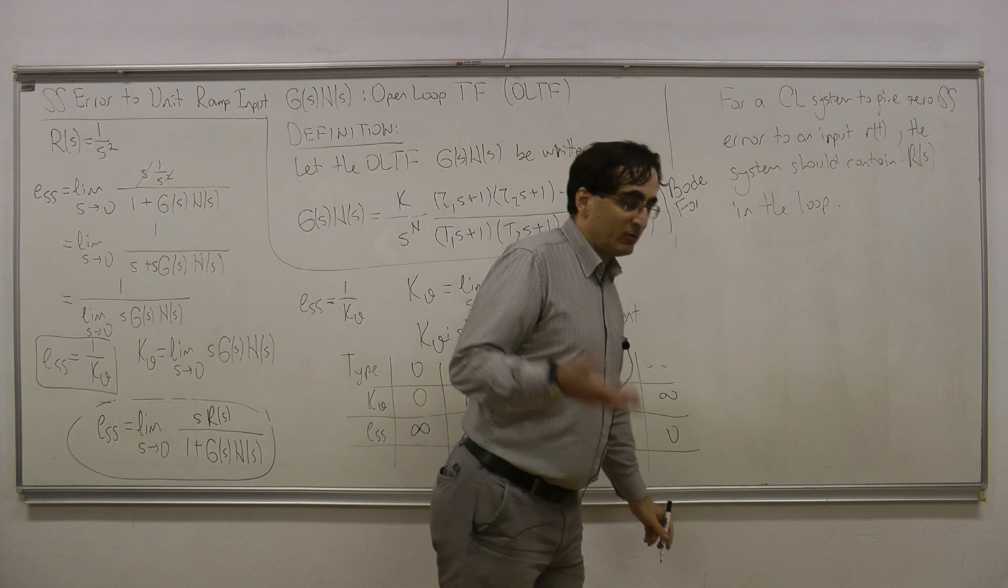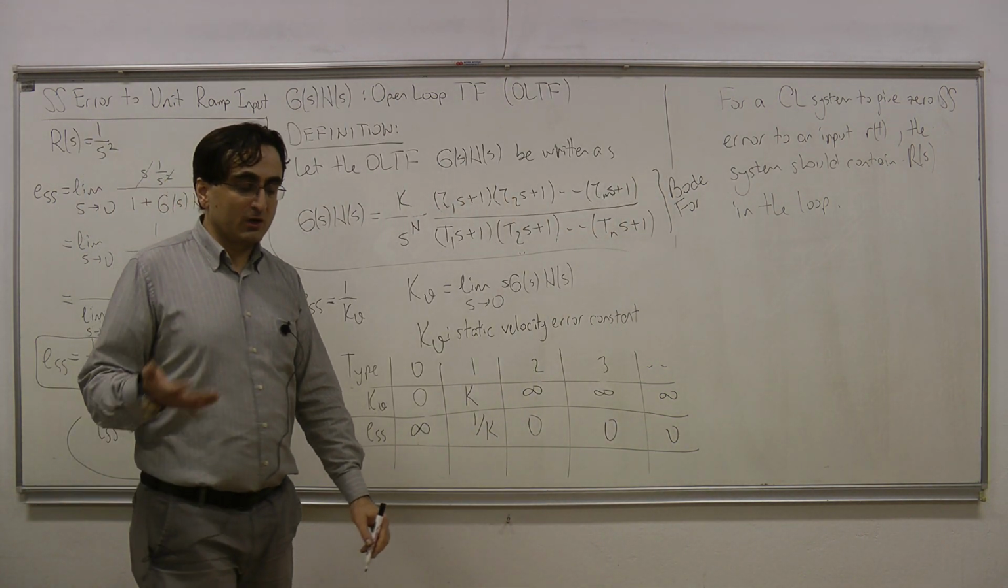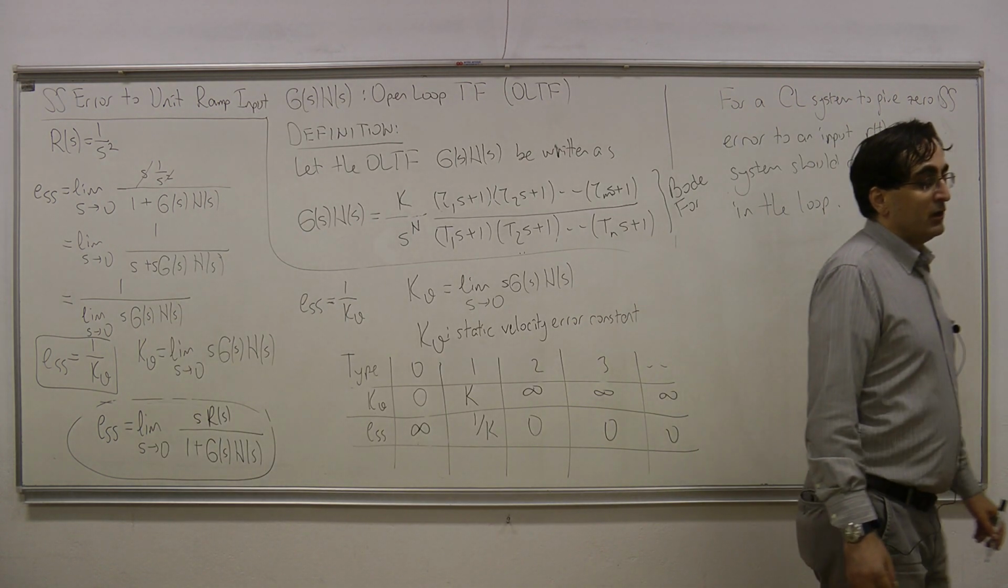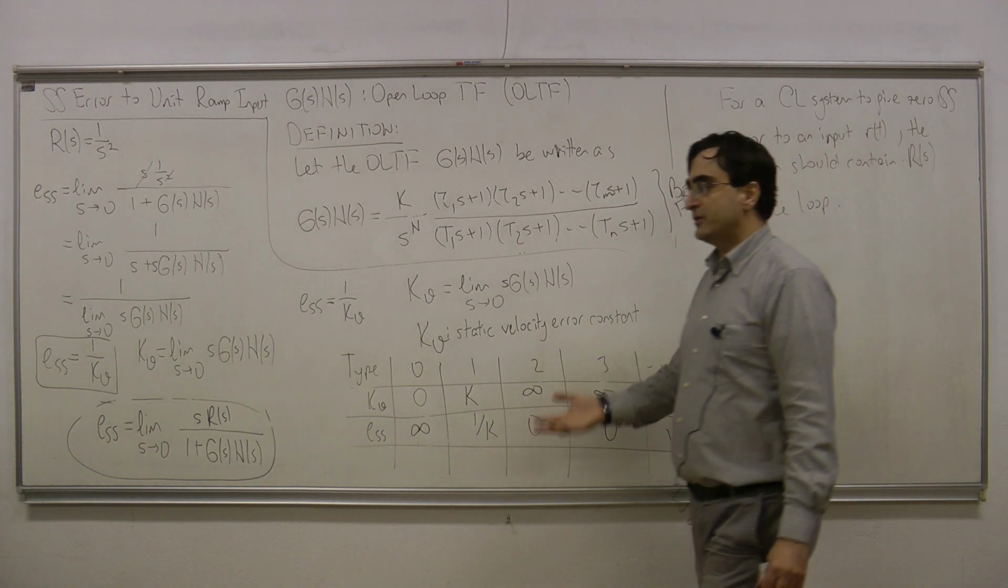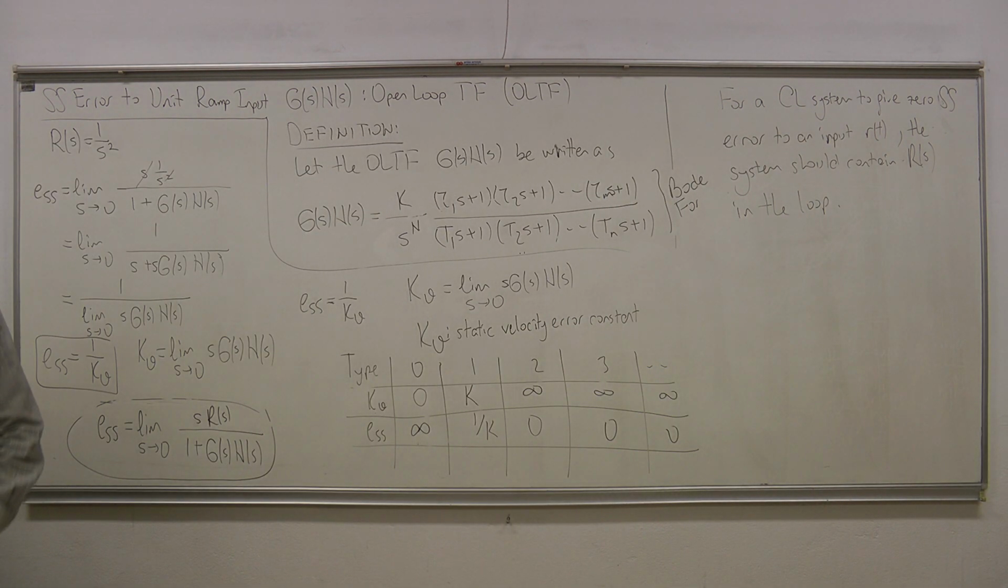For unit step, 1 over S should be in the open loop transfer function. For unit ramp, 1 over S square should be in the open loop transfer function, for the closed loop system to give zero steady state error to those inputs. Okay?